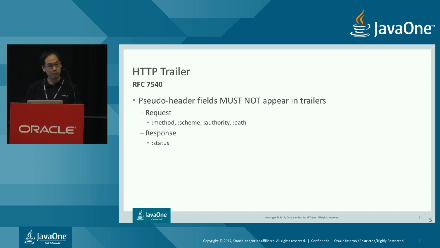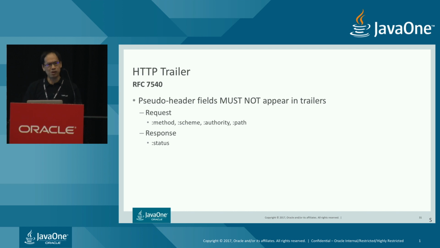A pseudo header for a request will be the HTTP method, the scheme, which is HTTP or HTTPS. The authority will be the host and the port, and also the path. So this information you cannot send in the trailer field. For the response, the status code, you cannot send in a trailer field. It must be sent earlier in the header. Now, this is a requirement that you have for the HTTP trailer field.